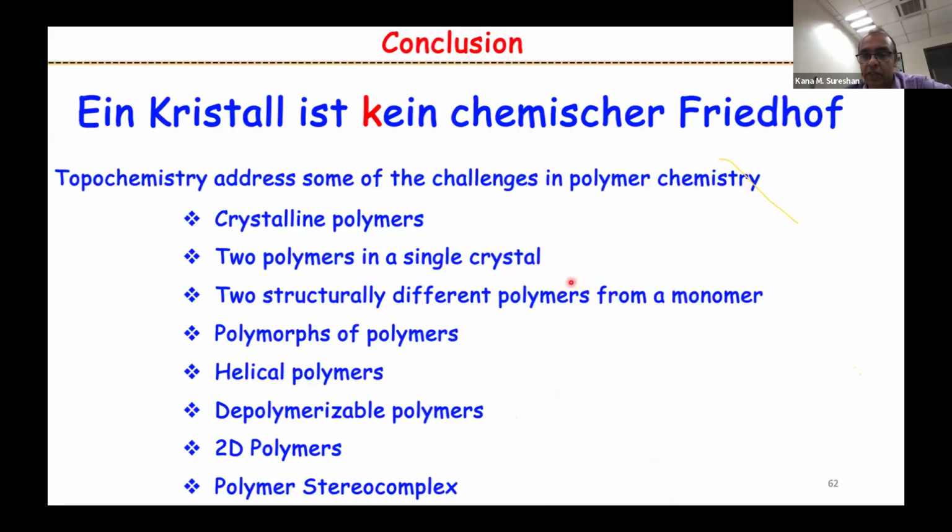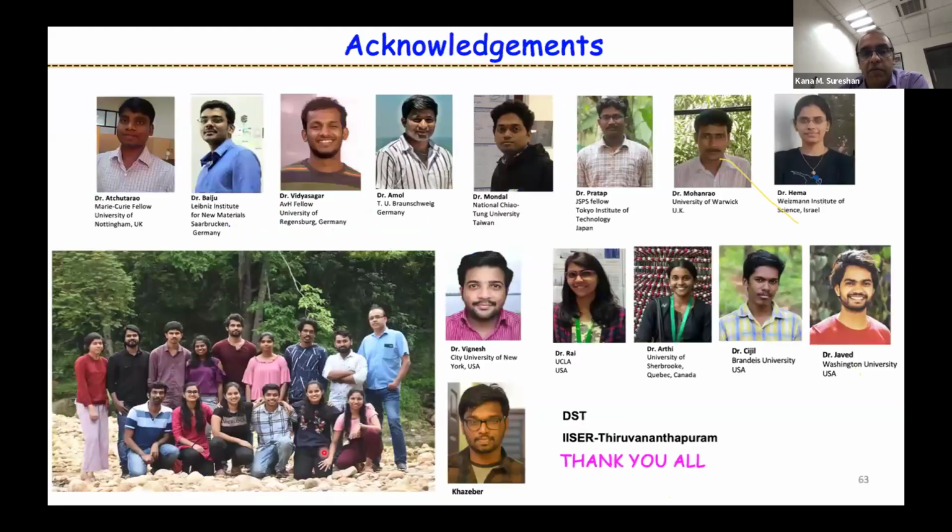I think I have overshot with time. I'm sorry for that, but to conclude, yes, I have put a quote here. For those of you who understand German, this means that a crystal is not a chemical cemetery. This was a wrong perception people had, that the crystal is a chemical cemetery. It's not. It can do a lot of things. I have shown you that we can make crystalline polymers, 2 different polymers in a single crystal, different polymorphs of polymer, helical polymers, etc. And with that, I should conclude by thanking my students and finally you all for listening to me. I'll be happy to take questions.